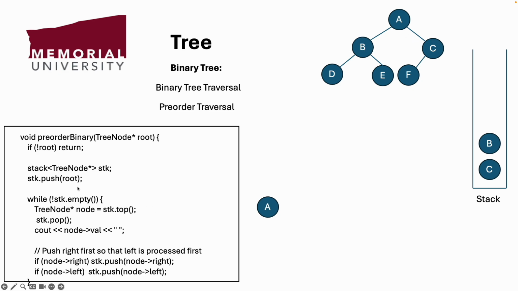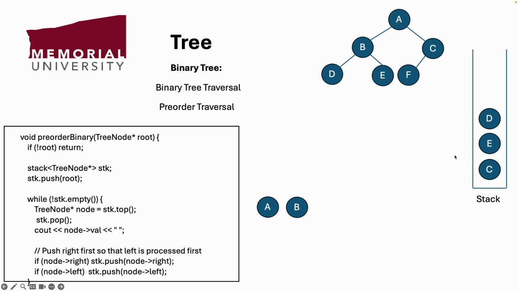Okay, we keep going in this for loop because the stack is not empty, right? So we assign the node to the top, which is B, and then we do a pop up. So B is popped up, okay? And then we display the B in here, and then we want to push what? B's children, the right child and left child, into the stack. The right child is E, and the left child is D.